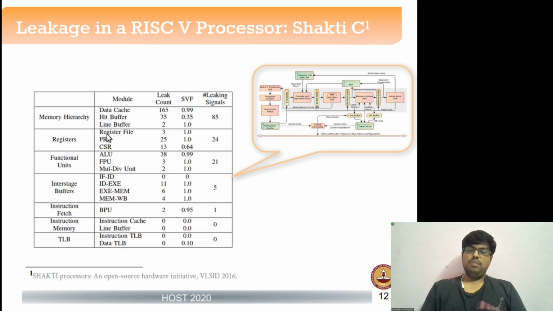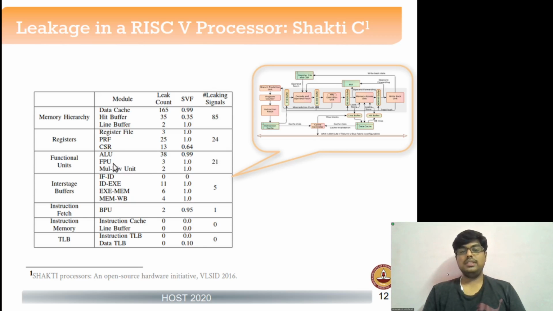Second, the modules such as register file, physical register file, and control and status register. All these three modules together leak information on 24 signals overall. The third set of modules are the arithmetic logic unit, floating point unit, and multiply unit. Combined together, there are 21 signals in these modules that cause information leakage.